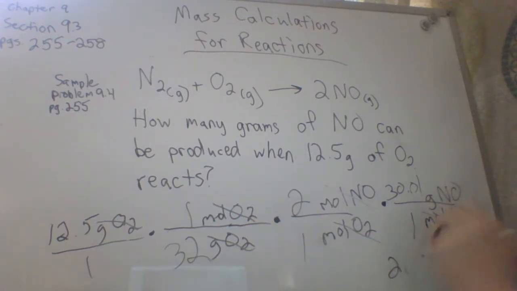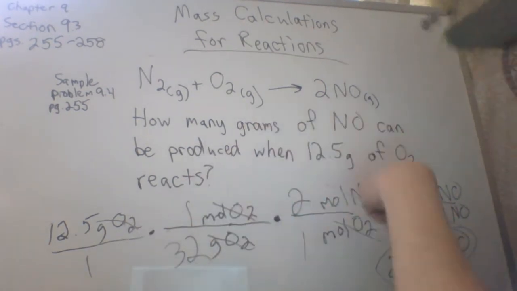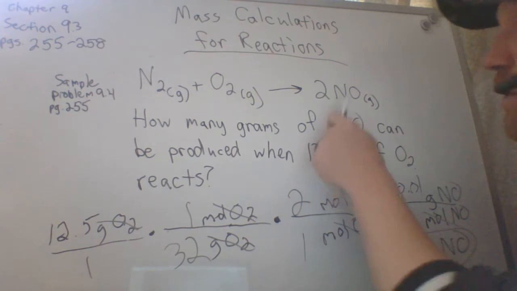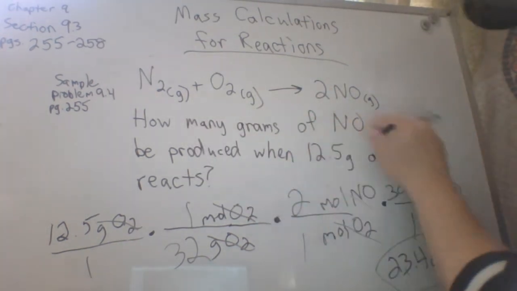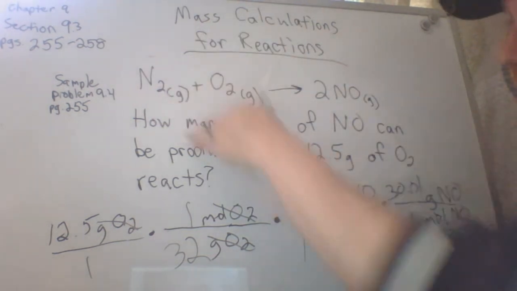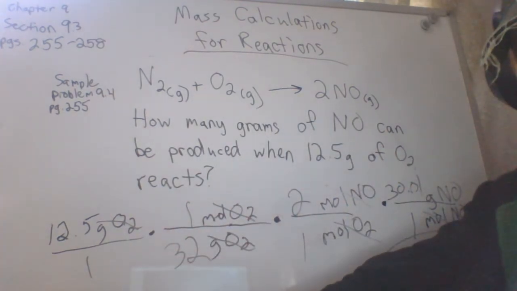23.4 what? 23.4 grams of NO, our final answer. We just went from grams of a reactant to grams of a product. I'm going to do one more sample problem with you, because it's important you understand that if you get a different reaction, you can actually go from grams of a product to grams of reactant. It's just that the wording of the question is going to be a little bit different.